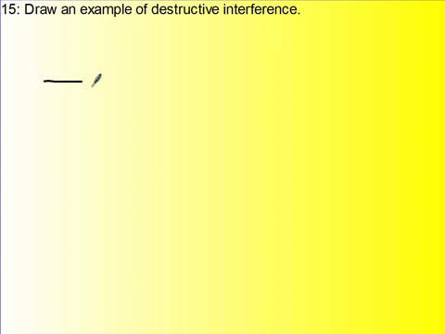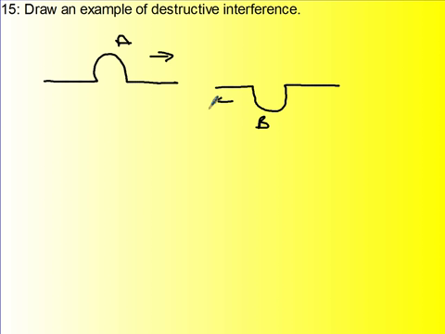Destructive interference, well, that's when wave A is going to the right, and wave B is going to the left. Draw on your arrows, but they're on opposite sides of the equilibrium line, and so they wind up canceling each other out.